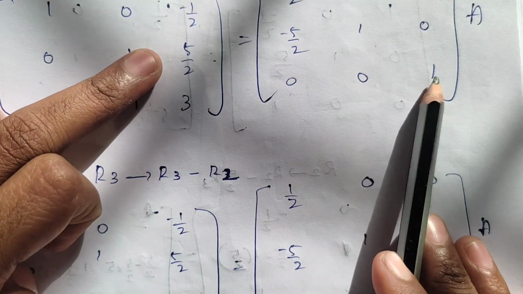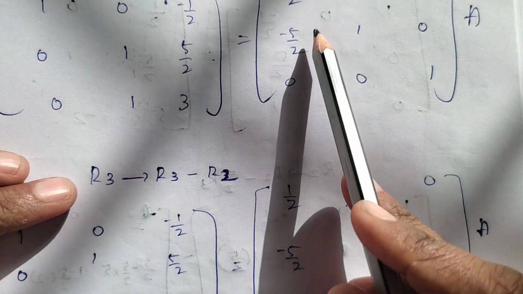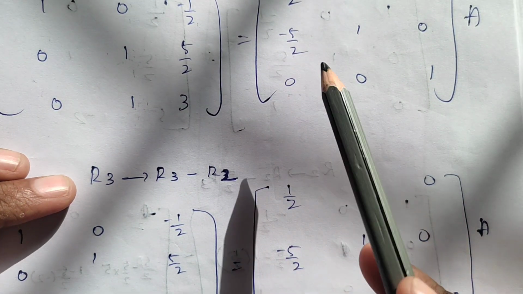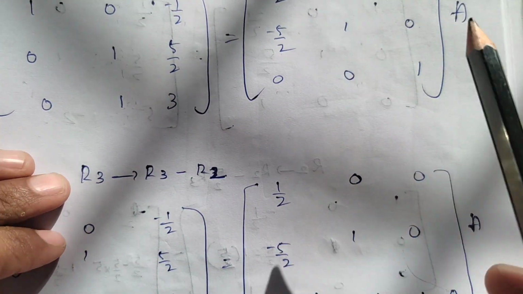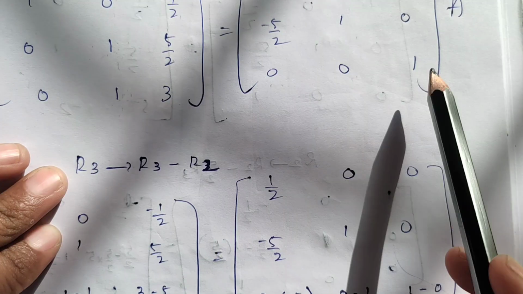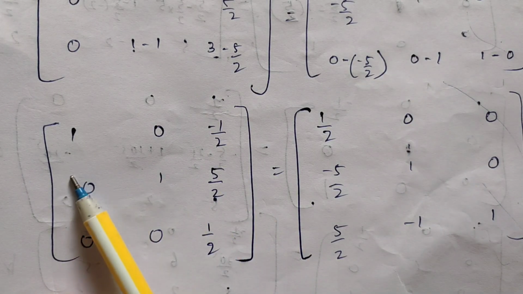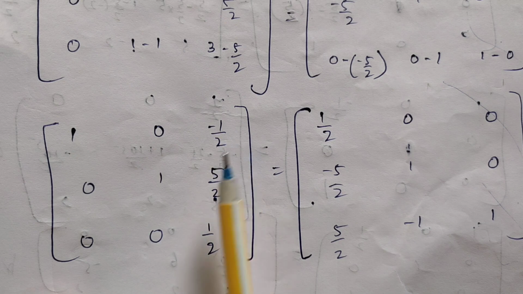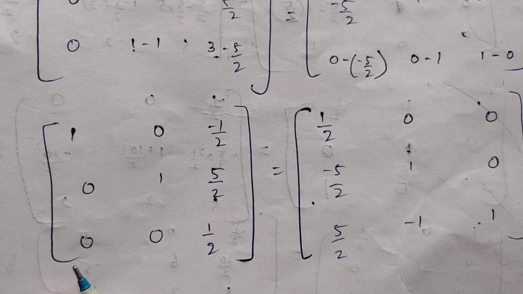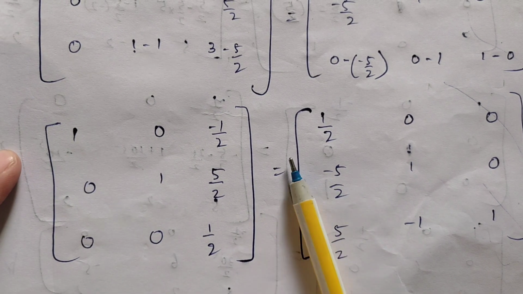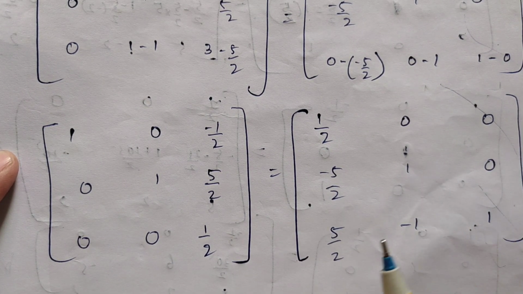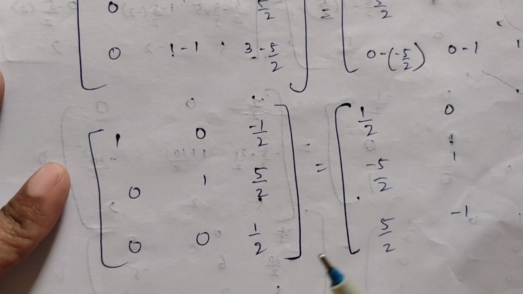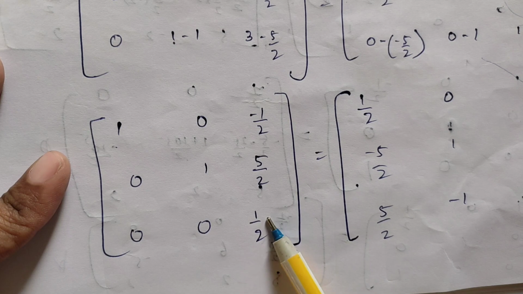Same thing on the RHS. R3 minus 5 by 2, so we'll be getting plus 5 by 2. 0 minus 1, so minus 1. 1 minus 0. On simplification, we get 1, 0, minus 1 by 2, 0, 1, 5 by 2, 0, 0, 1 by 2. In the RHS, 1 by 2, 0, 0, minus 5 by 2, 1, 0, 5 by 2, minus 1, 1. So the next step is we have to make this element 1.